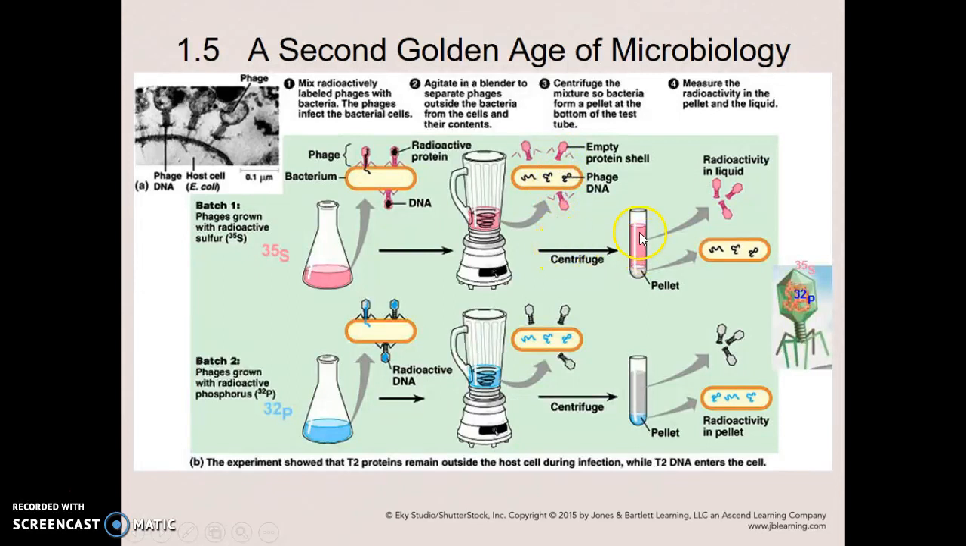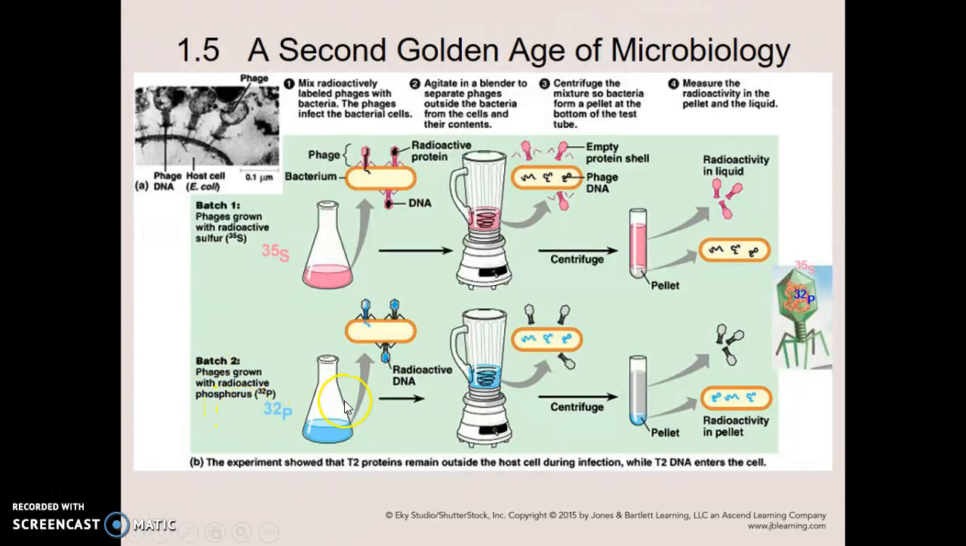They centrifuged everything, and bacteria are heavier than the viruses, and so the bacterial cells will actually fall into what we call a pellet. The top will be the broth with any viral capsids, okay? And so at the end of the first experiment with the radioactive capsid, we found the radioactivity was in the solution and not in the bacterial pellet.